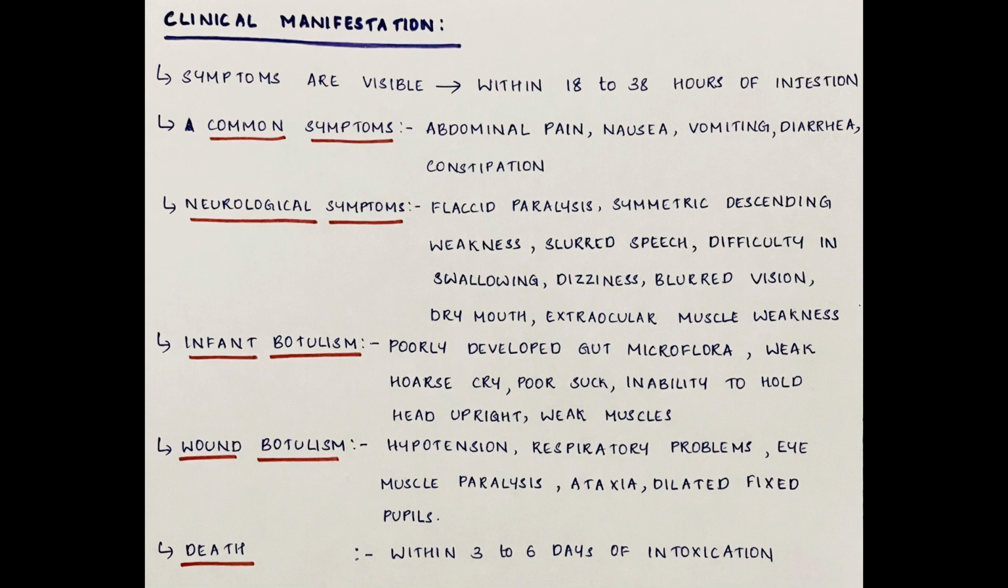In case of wound botulism, the organism colonizes in the infected part like wound, abscess, pus where the Clostridium spores will germinate and produce toxin. The symptoms include hypotension, respiratory problems, eye muscle paralysis, ataxia, and dilated fixed pupils. Death usually occurs within 3 to 6 days of intoxication in case of fatality.